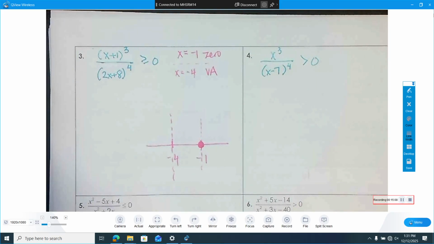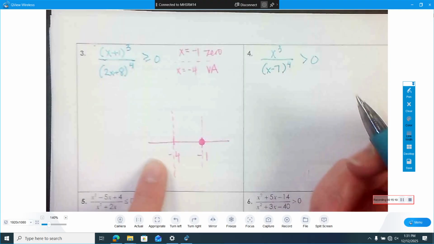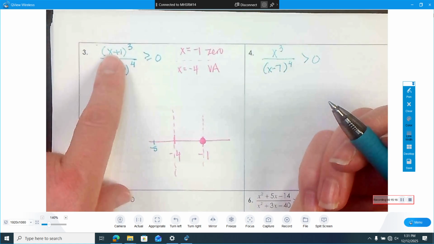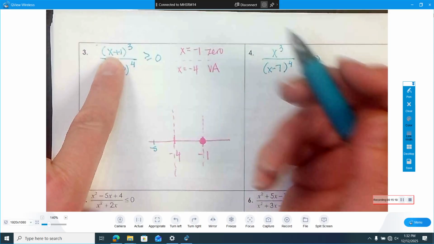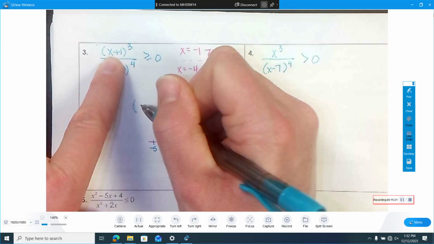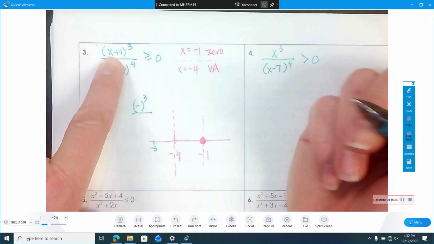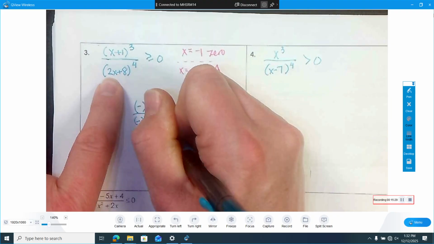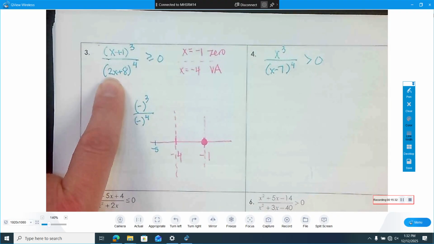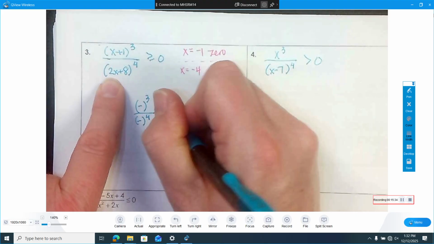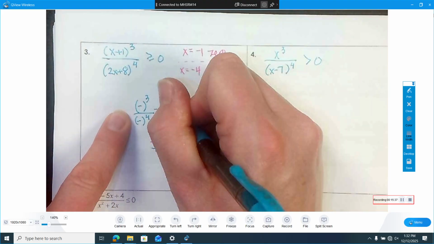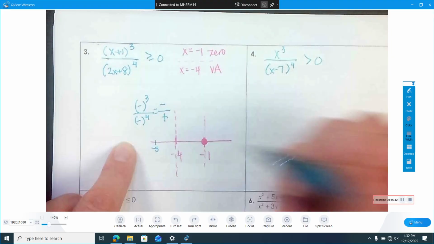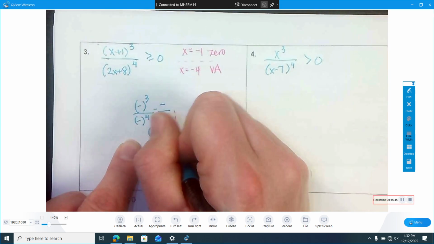All right, so I want to pick a number to the left of -4. What's to the left of -4? Sure, -5. All right, so -5. If I plug in -5, then I would have a negative number being cubed. And in the denominator, I would have a negative number to the 4th power. Are you with me? And then what is a negative number cubed? Still a negative. And then a negative number to the 4th power? Positive. Good. And so this result ends up being negative. Beautiful.